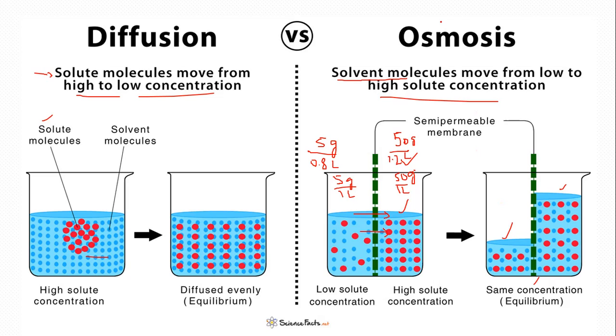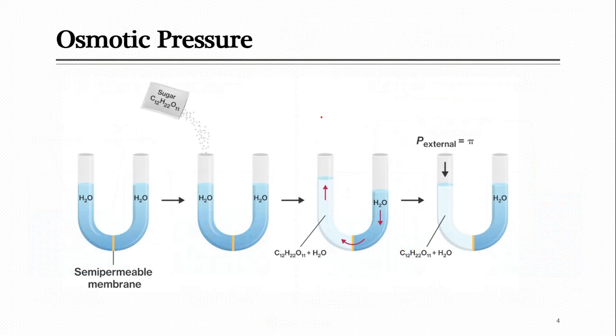So this phenomenon is called osmosis. Later on we will discuss reverse osmosis, so we will look at that later, but for this lecture you should be aware that there is a difference between diffusion and osmosis. And what is osmosis? Osmosis is the movement of solvent molecules from low concentration of solute to high concentration of solute.